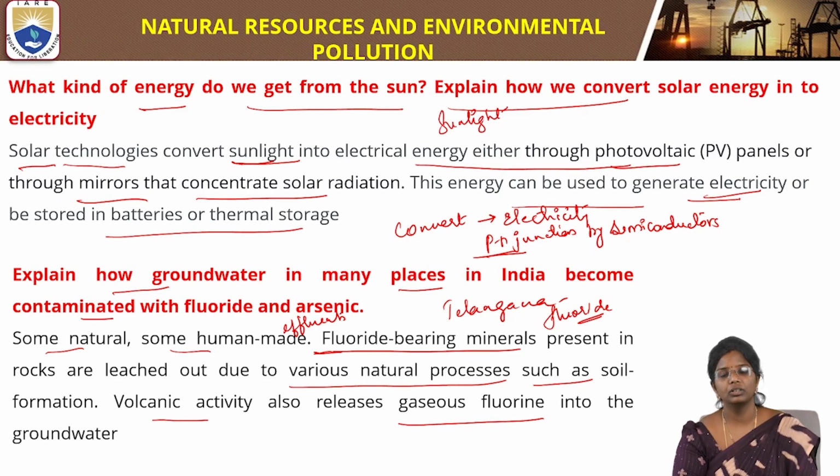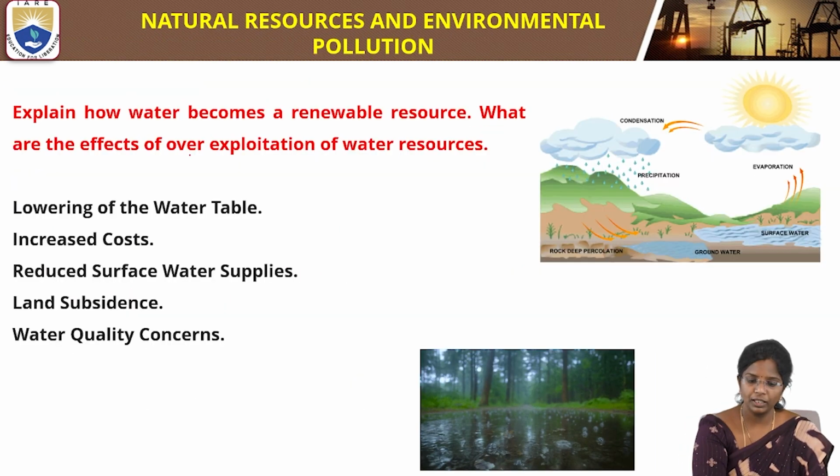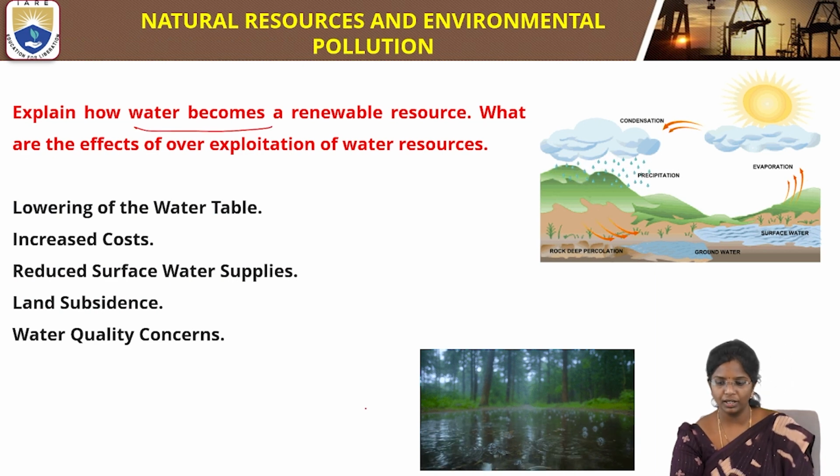So this is how a lot of contamination of fluoride or arsenic happens in both ways, natural processes and human made. So in our areas, generally in India, it happens through the fluoride bearing minerals that are present in the earth's crust.